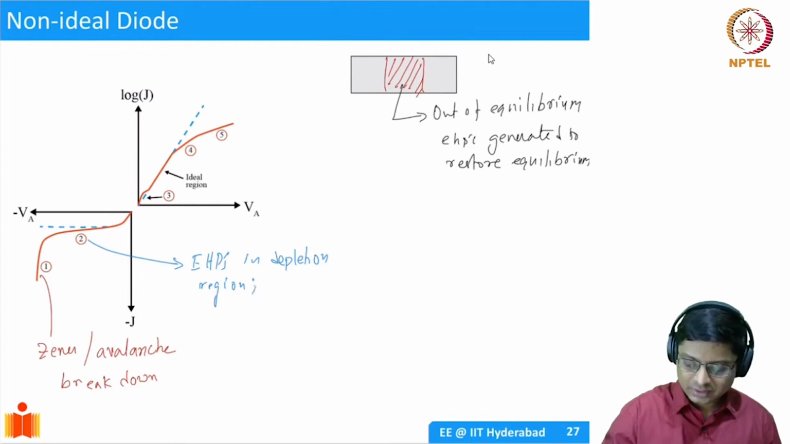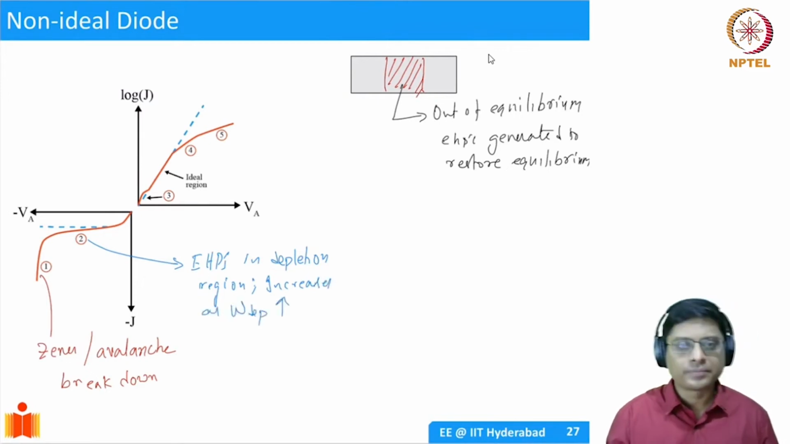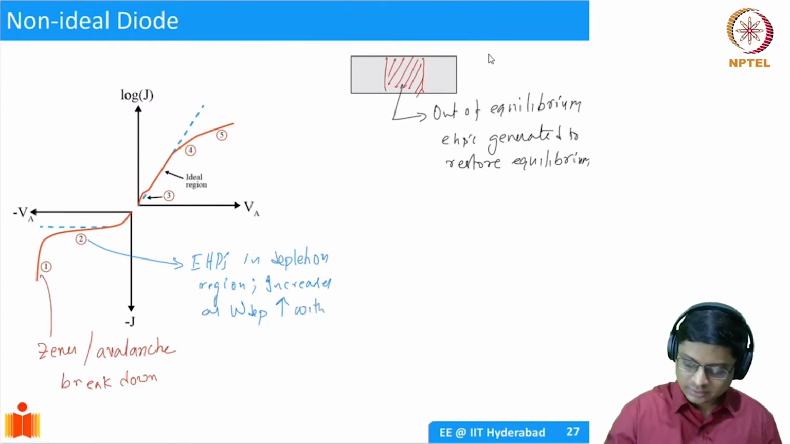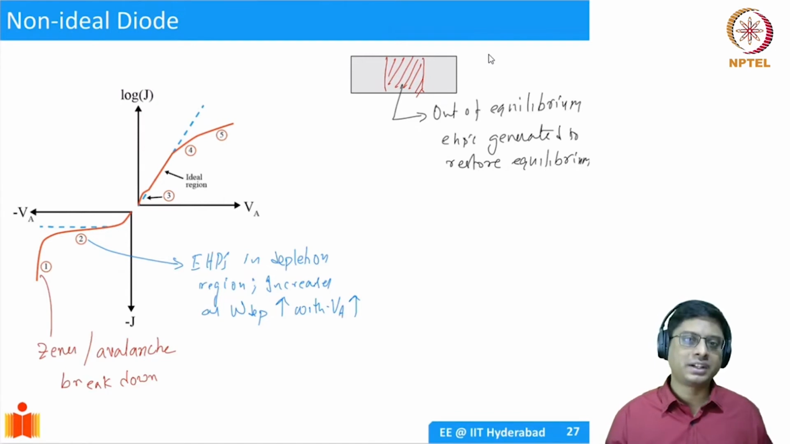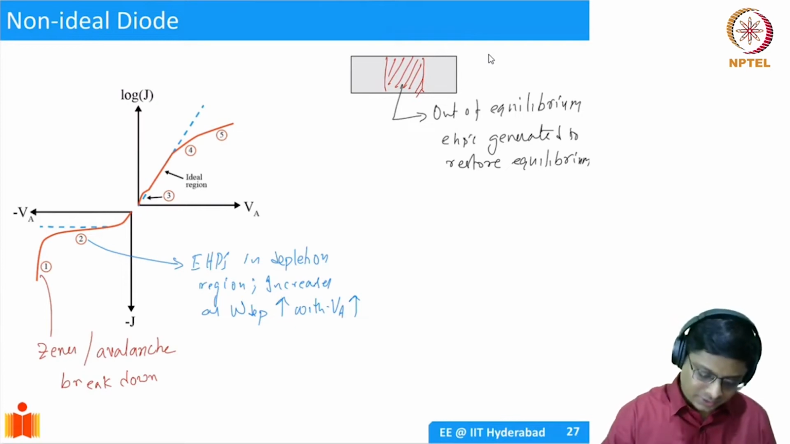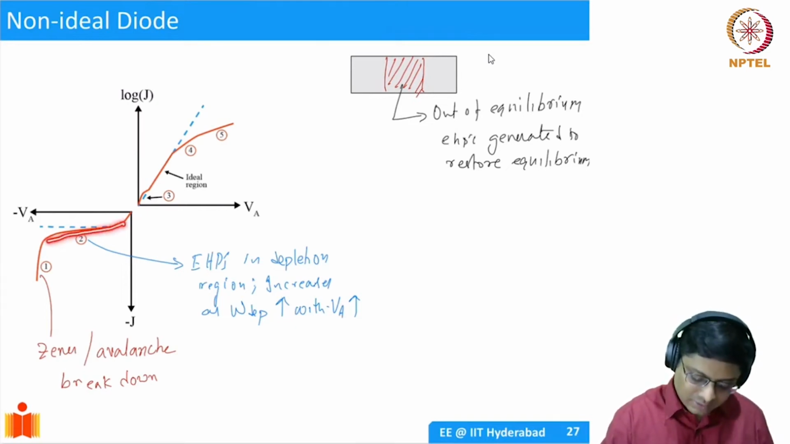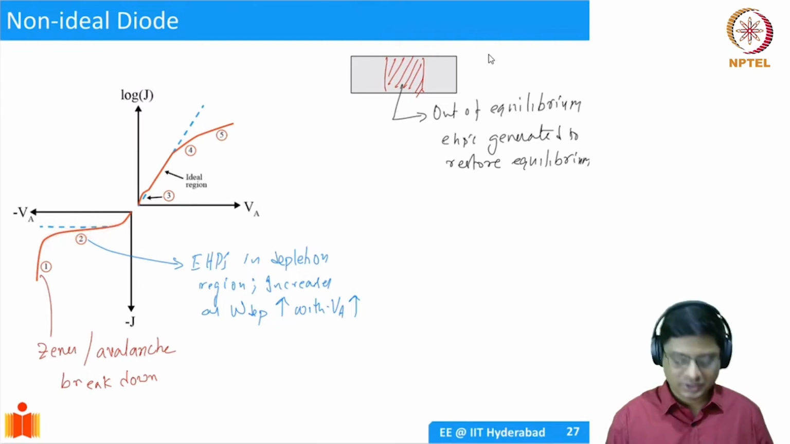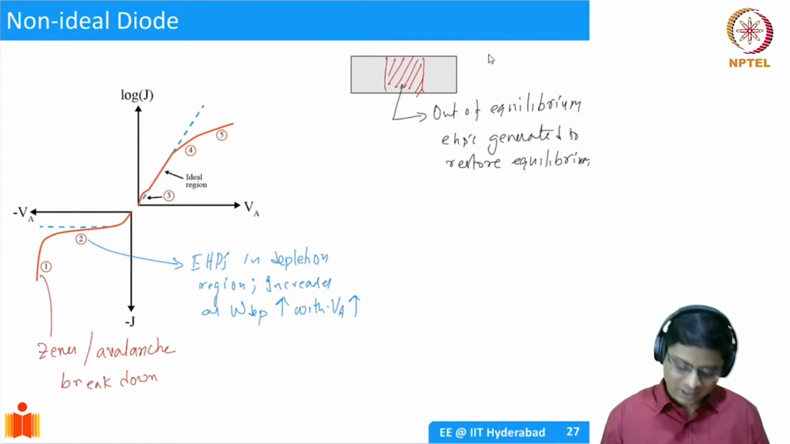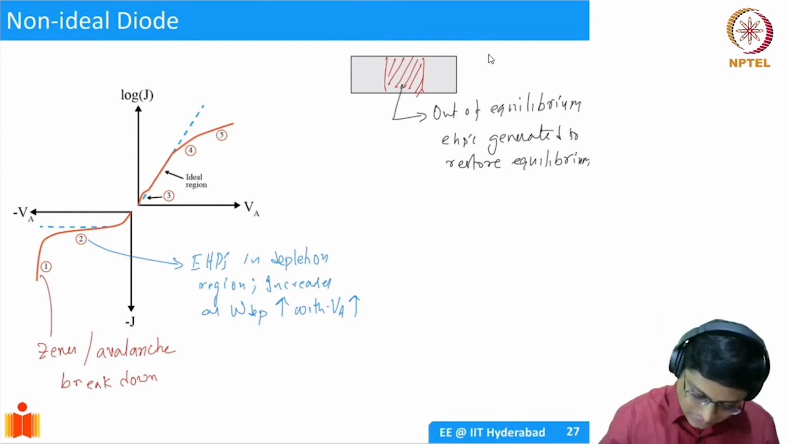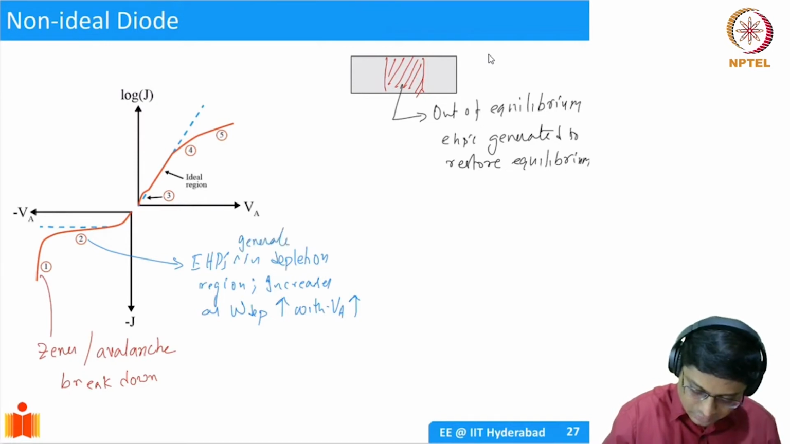Basically this increases as W depletion increases with V applied increasing in the negative direction, right? So as we go to more and more negative voltages, the depletion width increases, so more and more electron hole pairs are getting generated, and that's why there is this gradual change in the current. So this section we call electron hole pair generation in the depletion region. Okay, I forgot to write generated here. Okay, here electron hole pairs generated.